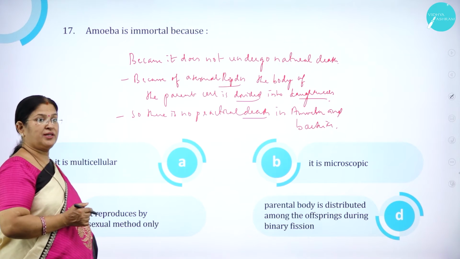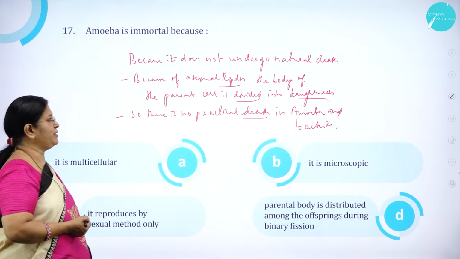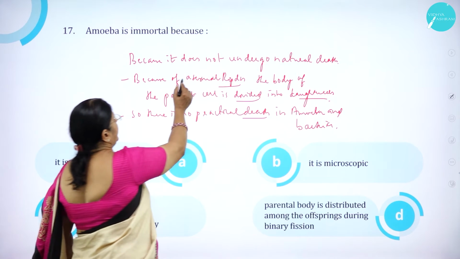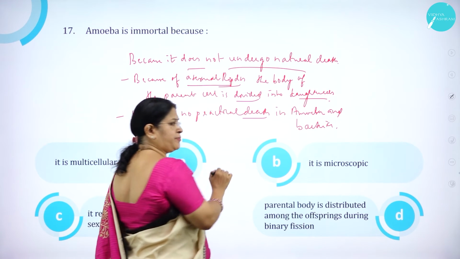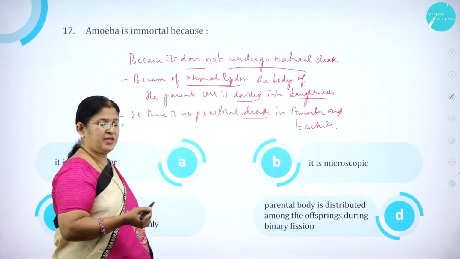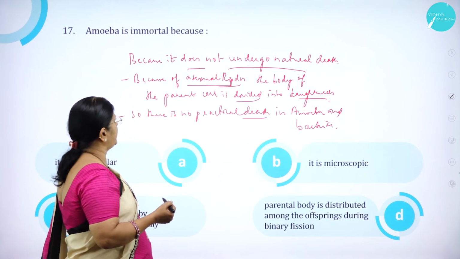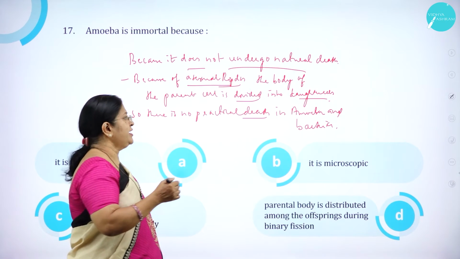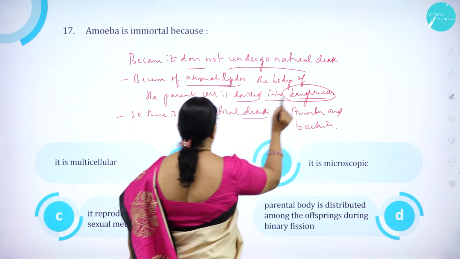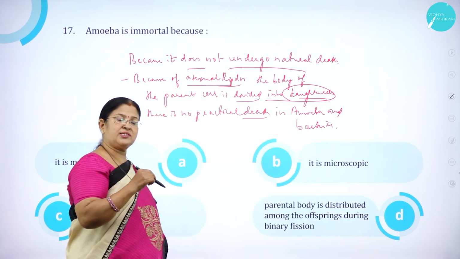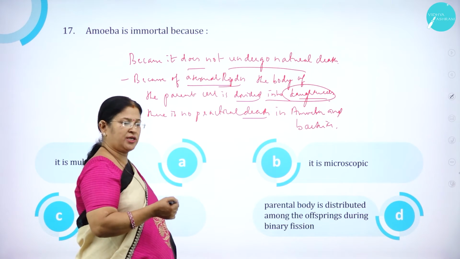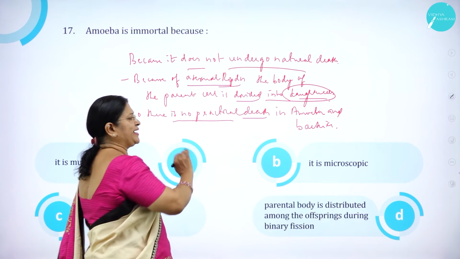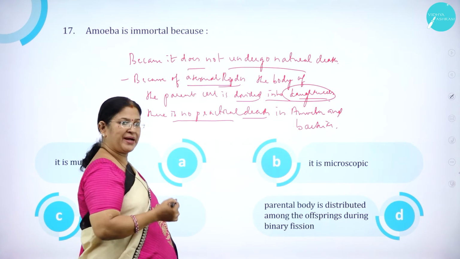Amoeba is immortal. That is, there is no death for amoeba because it does not undergo natural death because of asexual reproduction. All of us know binary fission is a type of asexual reproduction where the body of the parent is divided into two daughter cells. So whatever contents is found in the parent cell is distributed to the offsprings or to the daughter cells. So there is no practical death in amoeba and bacteria.